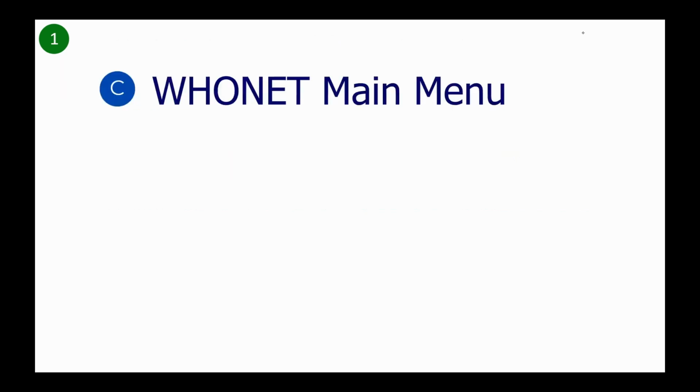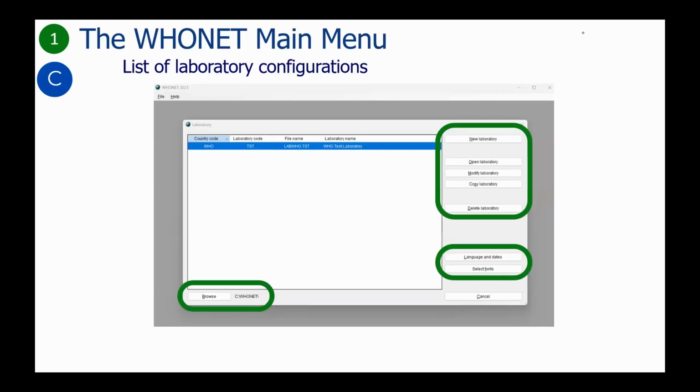Section C. We now move on to a discussion of the features available on the WHONET main menu. When you begin WHONET, you will see this initial screen, which includes a list of laboratories currently installed on this computer. As you can see here, when you install WHONET, you will see a single laboratory called the WHO Test Laboratory, which you can use for practice. If you're responsible for data from a single laboratory, you can create a new laboratory configuration for the laboratory. Or if you are a national data manager, eventually you might have 10 or 50 or more laboratories listed.